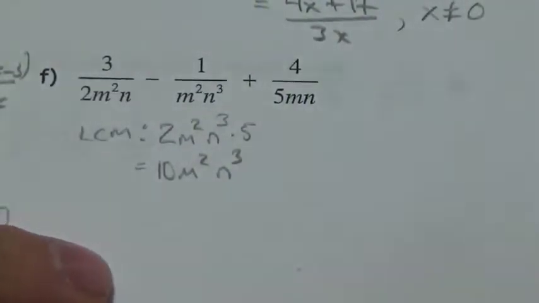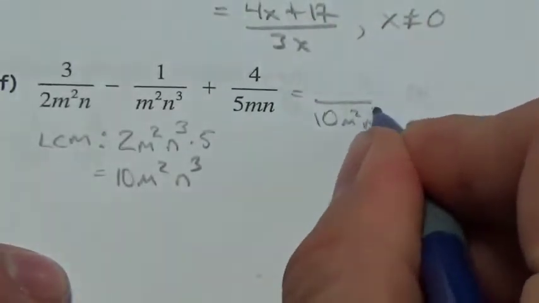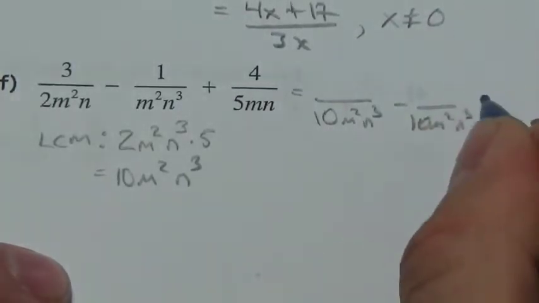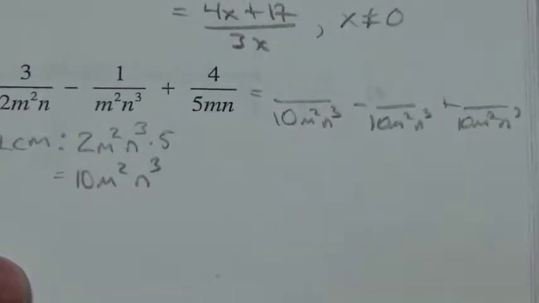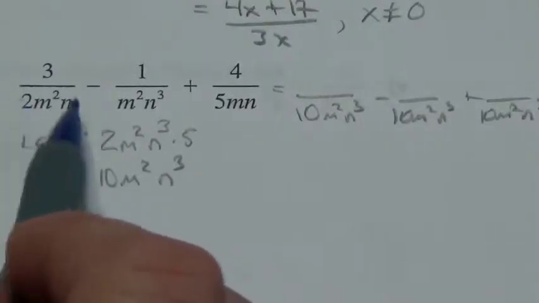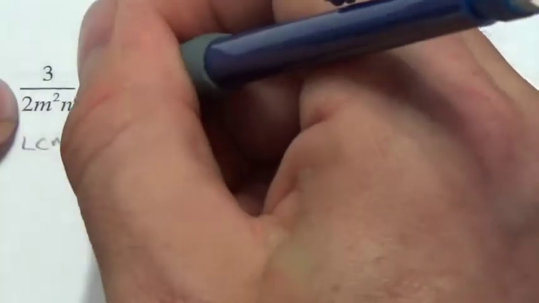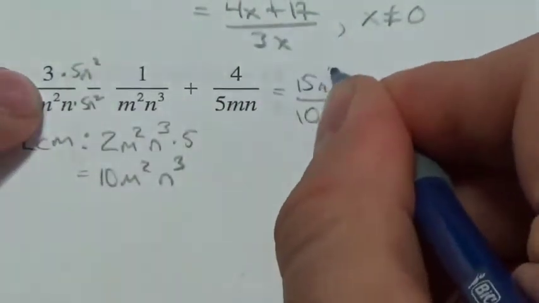Now, okay, we're going to rewrite this term here. Each one of these is going to have the denominator 10m squared n cubed. That'll be minus 10m squared n cubed plus over 10m squared n cubed. And I know I'm running off the end here. Now here, to turn this one into that denominator, I am missing a factor of 5. So I've got to multiply by 5. I've got all the m's there, I'm good with that, but I need to multiply by 2 more n's to balance that out here. So this is going to become 15n squared.